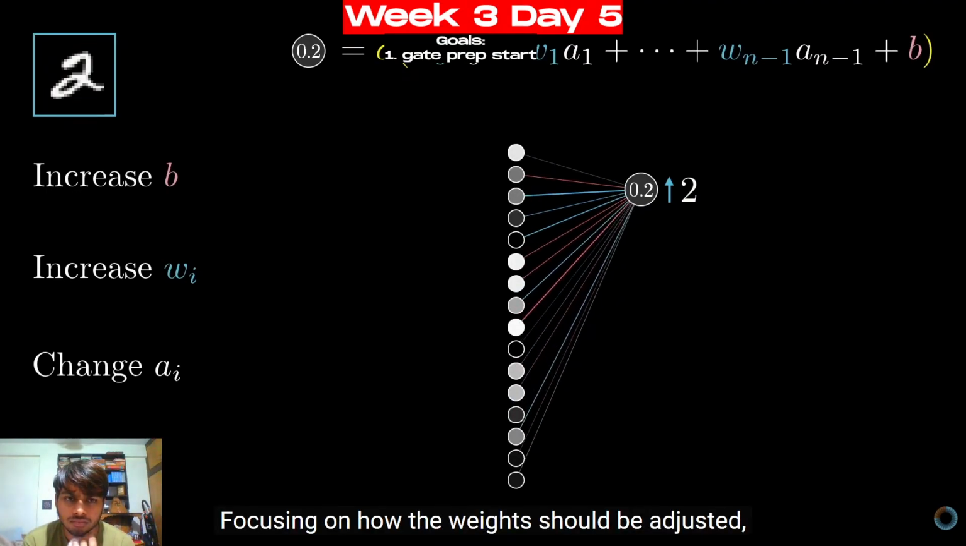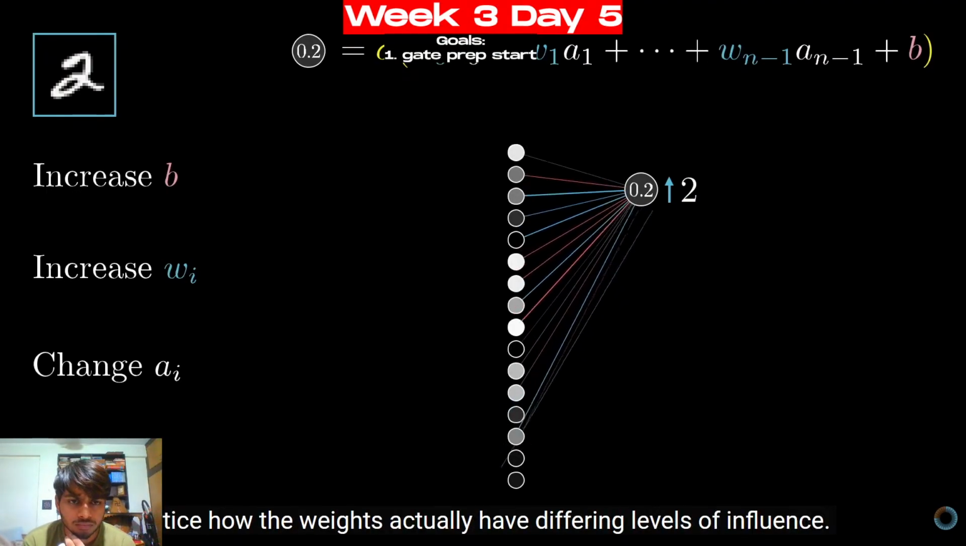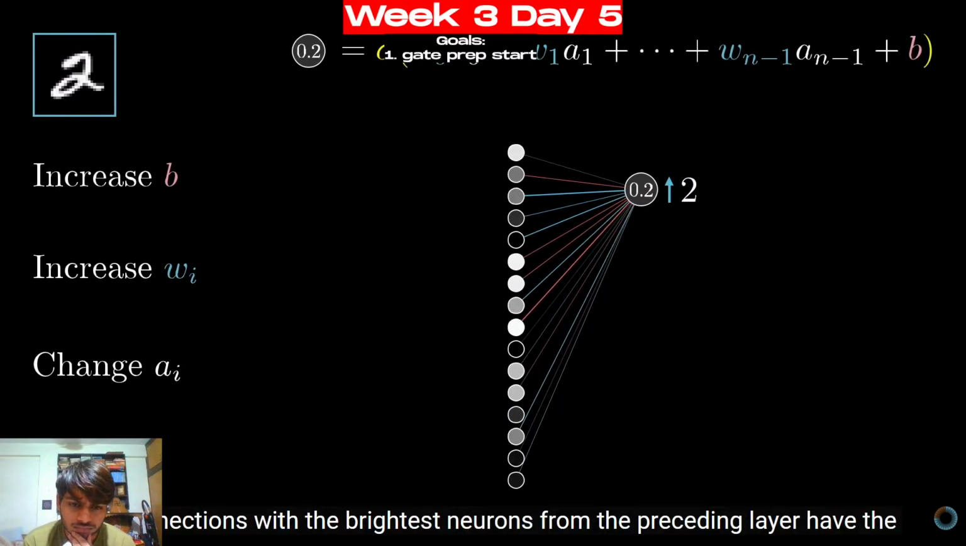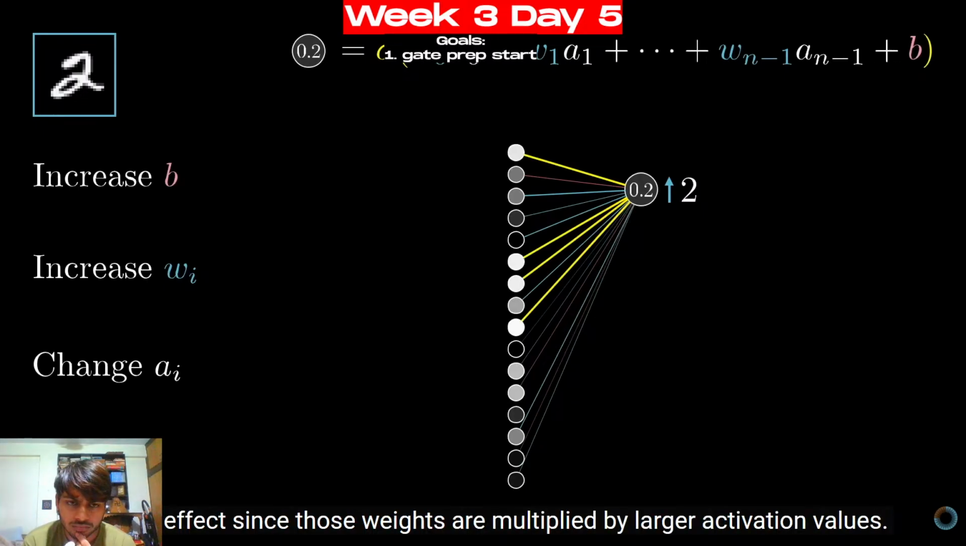Focusing just on how the weights should be adjusted, notice how the weights actually have differing levels of influence. The connections with the brightest neurons from the preceding layer have the biggest effect, since those weights are multiplied by larger activation values.